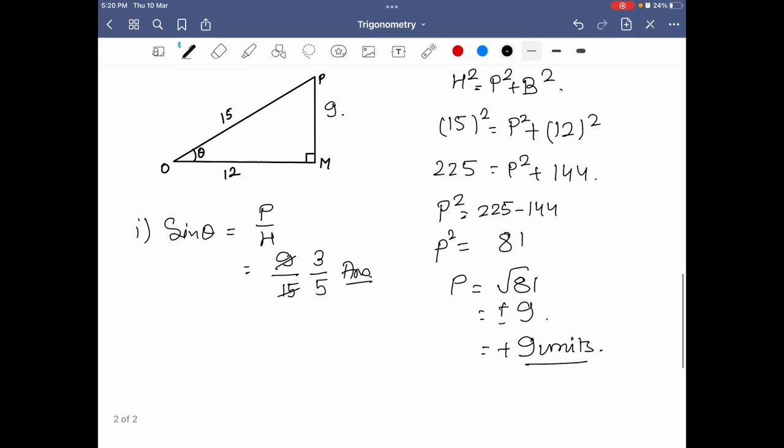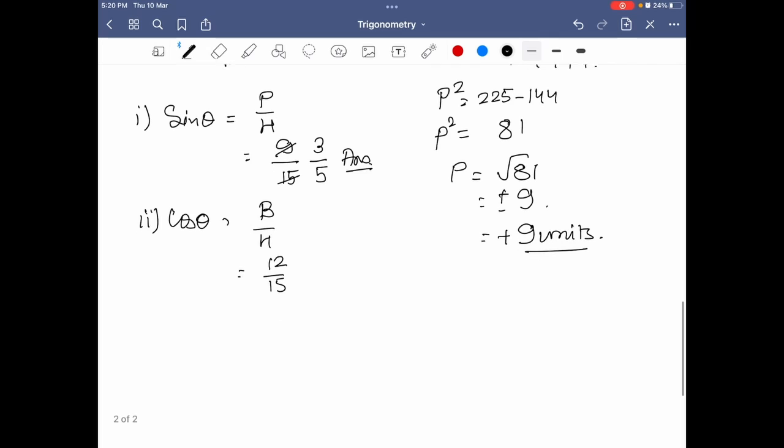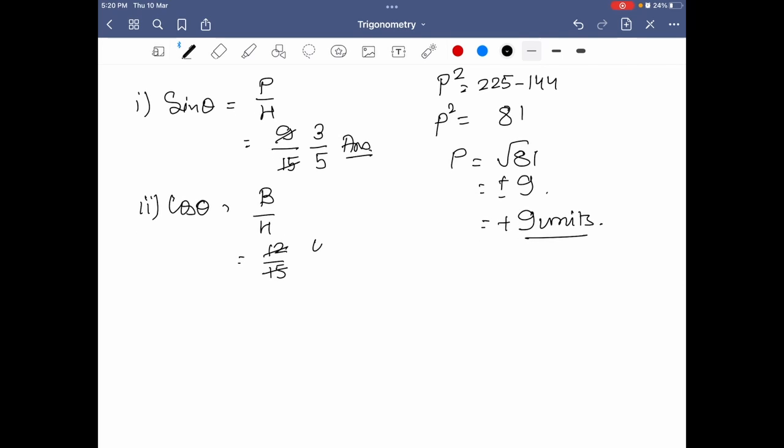Second, we will get to the cos theta. Cos theta would be base by hypotenuse, so we'll write the values as given in the figure, 12 by 15. Since these two numbers are also divisible, we'll cancel by 3 and get 4 by 5. So this will be my final value of cos theta.